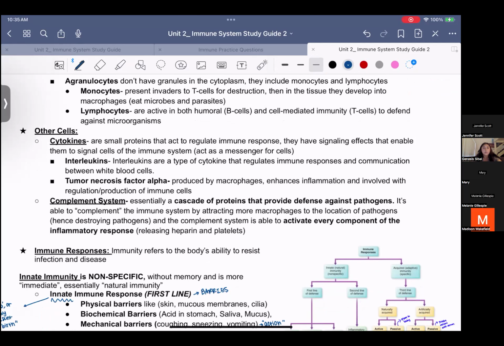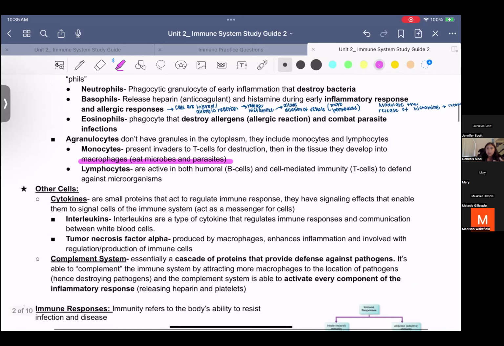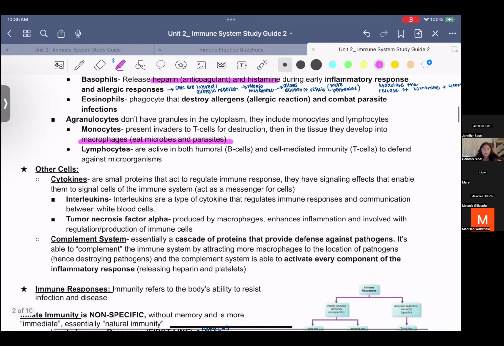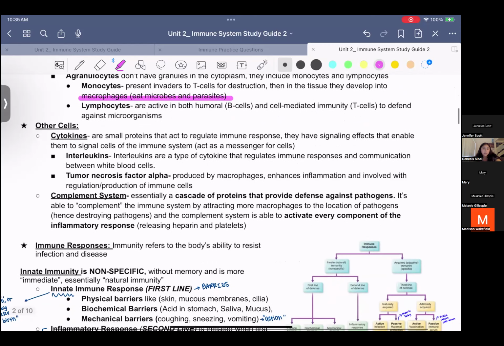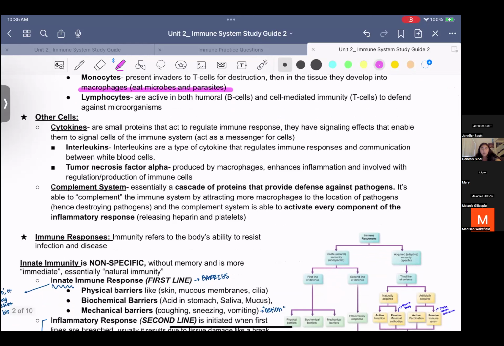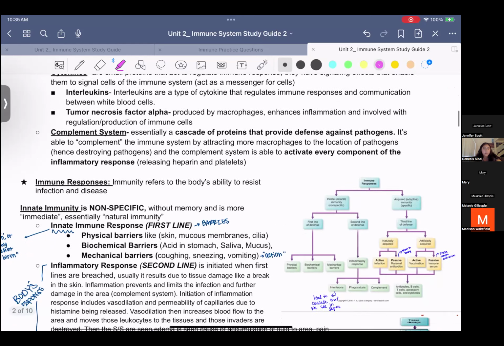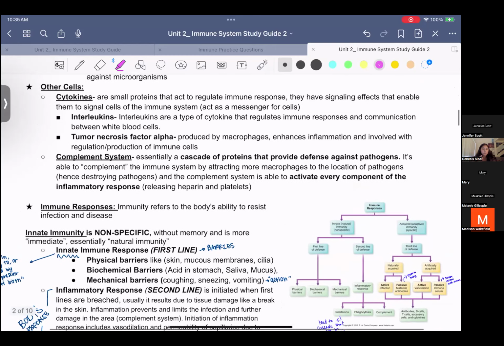And that's important because we remember that macrophages eat microbes and parasites, right? So I think that's just something we should know, because when we talk about sepsis and the inflammatory response, we still are talking about macrophages, and we will talk about heparin and histamine and that inflammatory response there. For the lymphocytes, they're active in both B cells and T cells, and they defend against microorganisms, right? So again, don't feel like you have to know that, it just helps.